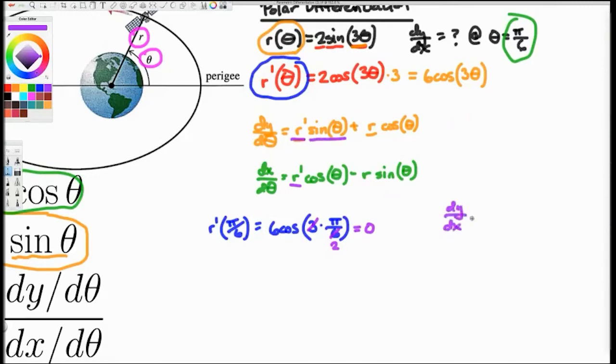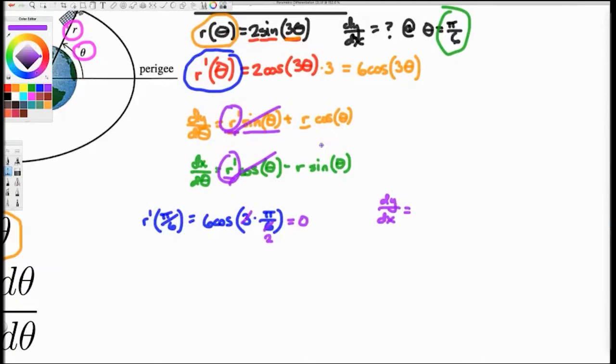So let's start writing this down. So dy over dx is equal to, wait, why am I doing that? It's 0. This is embarrassing. This is 0 and this is 0. So that's gone, because r prime is 0. It doesn't matter what sine theta and cosine theta are. So all we need to worry about is r cosine theta divided by negative r sine theta.